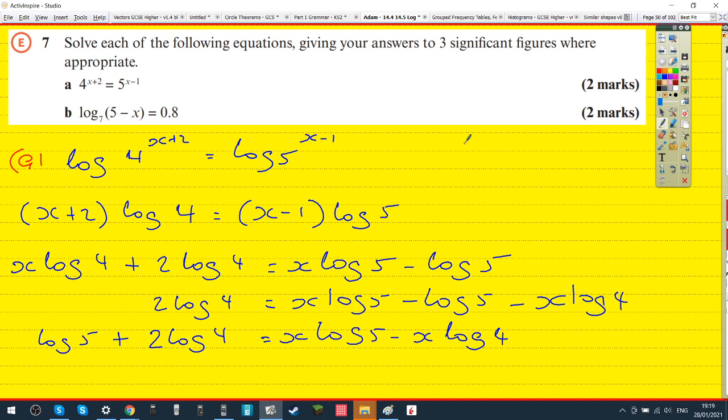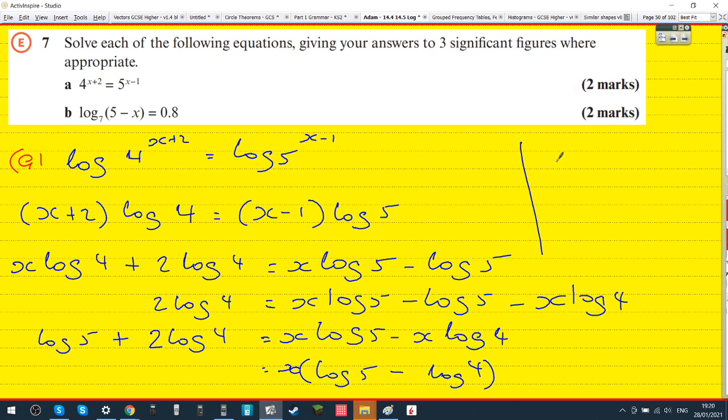You divide by x log 5. No. Divide by 2 log 4 plus log 5 on both sides? Factorize out x. Okay. Which would give you x brackets log 5 minus log 4. You factorize out x. Yep. And we want x equals. So can we divide by x on both sides? We want to get rid of everything that isn't x from the right side. So we divide by log 5 minus log 4 on both sides. Correct.